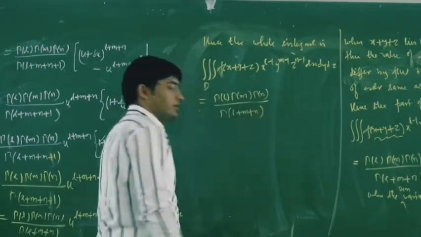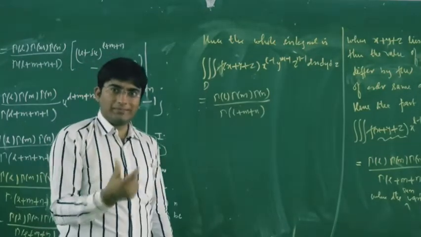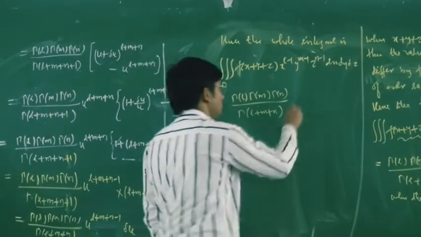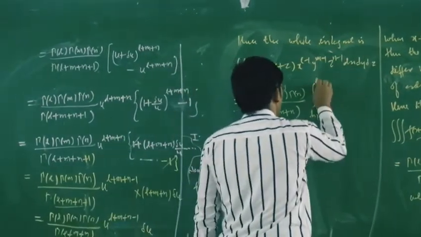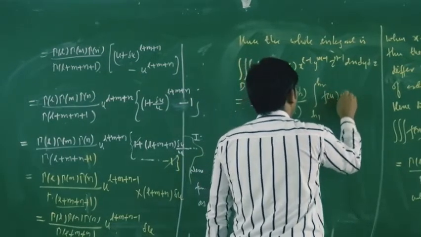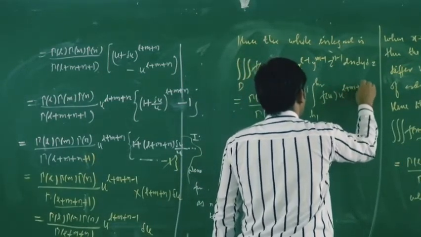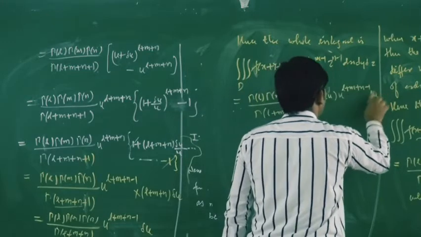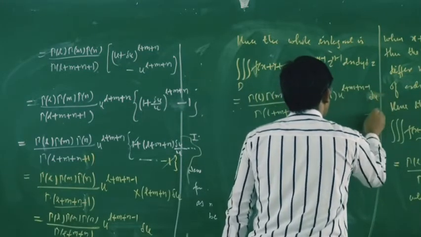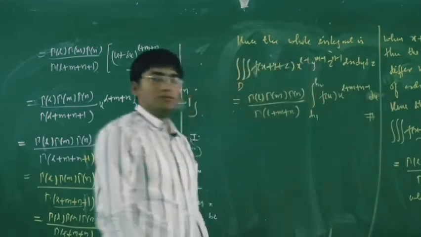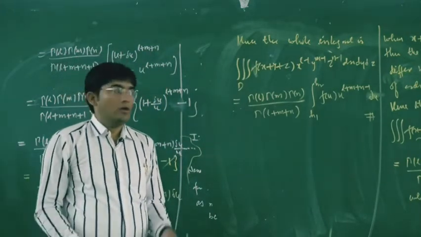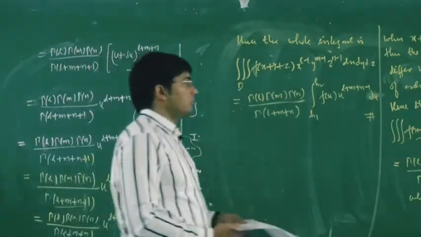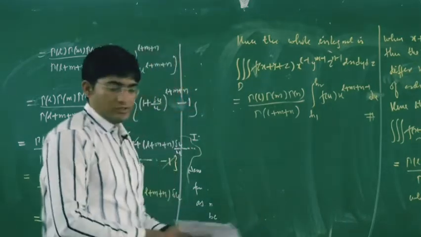Now for the whole integral, your x plus y plus z was between h1 to h2. So we have the integral from h1 to h2 of f of u, u to the power L plus M plus N minus 1, then du, not delta u. Now this is your du, and this is your proof of Liouville's theorem, which is the extension of the Dirichlet integral.